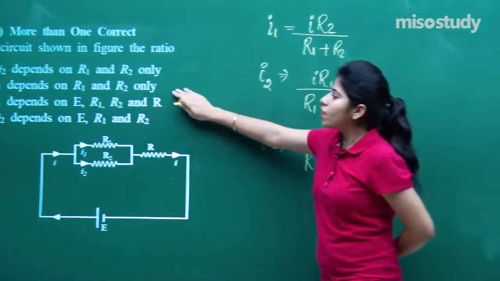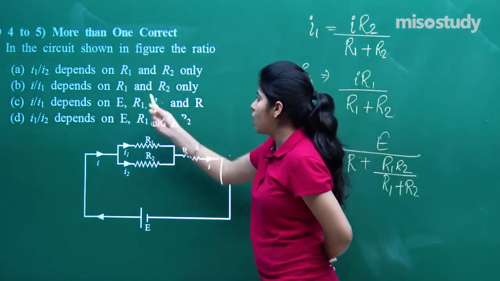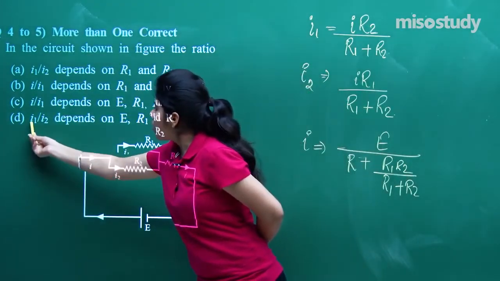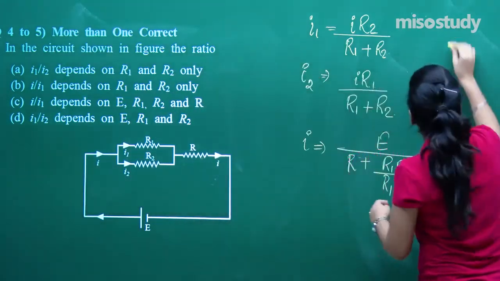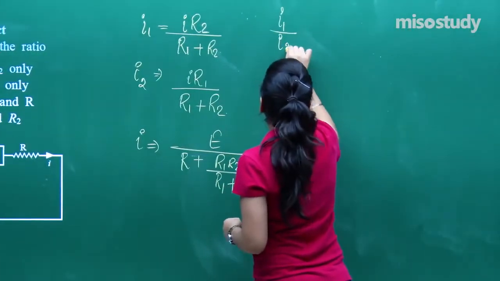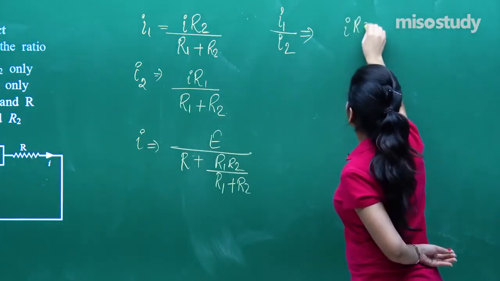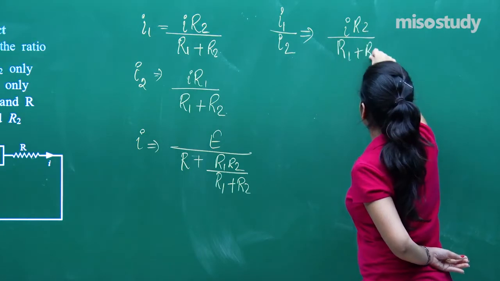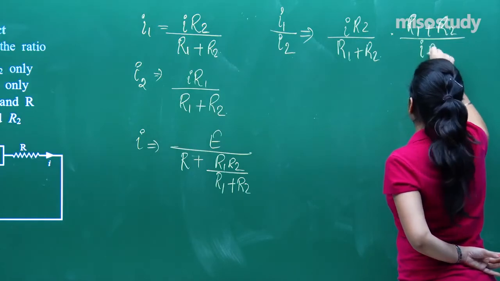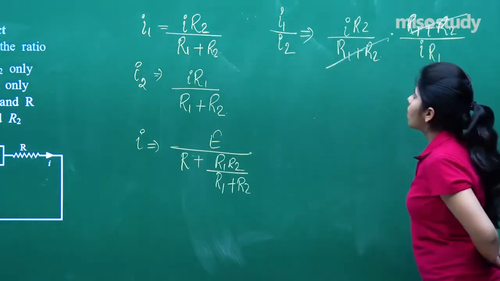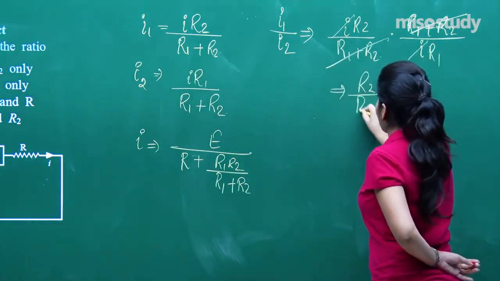Now they are asking to find I1 upon I2, and we have to tell whether it depends on R1 and R2 only, or whether I1 by I2 depends on E, R1 and R2. So if I find I1 upon I2, my ratio will be I R2 upon R1 plus R2 divided by I R1 upon R1 plus R2. So I also cancels, and I am left with only R2 upon R1.